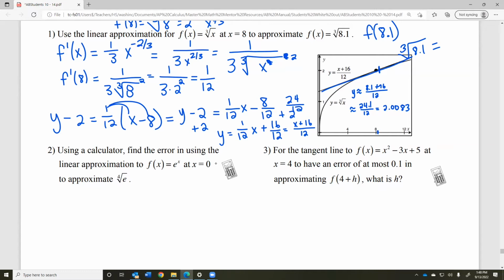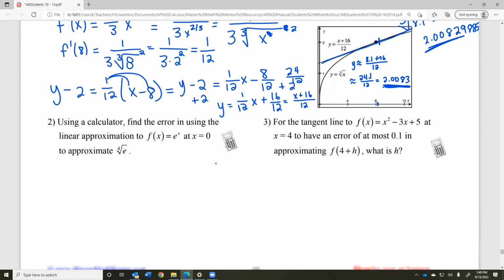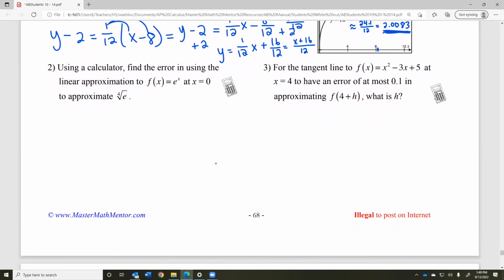You can hit the math button on your calculator. You can go down to number 4. The cube root of 8.1 is 2.00829, 829,885 if I write down every decimal place. So we see our approximation is actually really close to the actual value. All right, number 2, use a calculator, find the error in using the linear approximation.